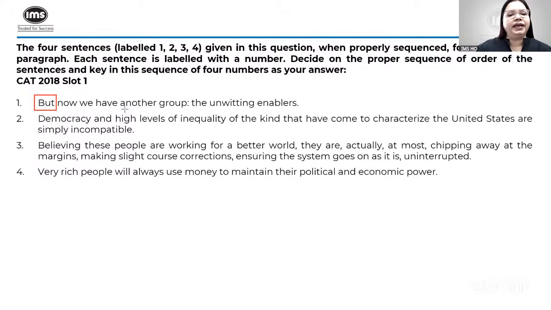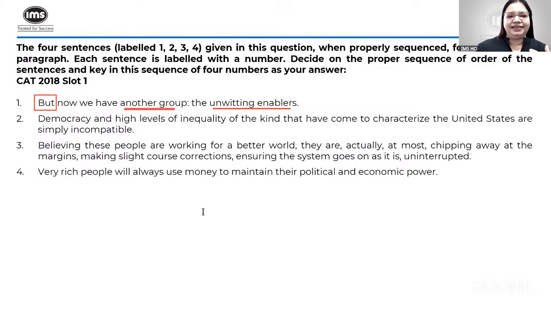But now we have another group, and this group is described as the unwitting enablers. Unwitting. They're enabling something without knowing, without deliberately or consciously knowing this, correct? They seem to be acting like the enablers. Who's an enabler? Someone who gives the strength or empowers somebody to do something, right?